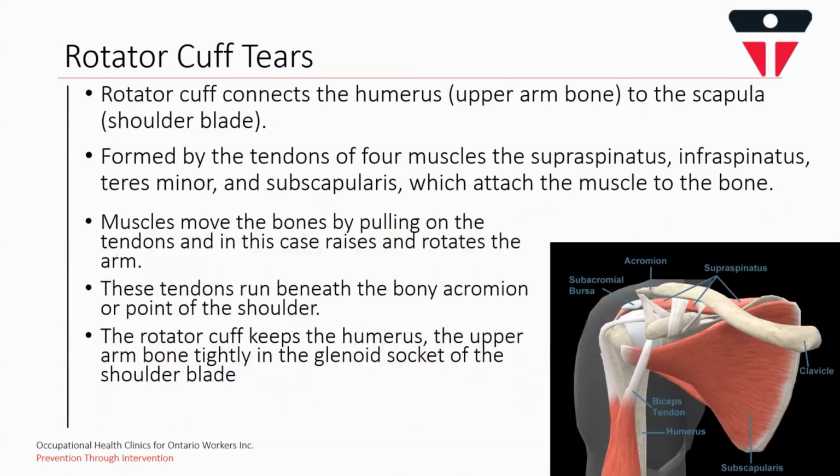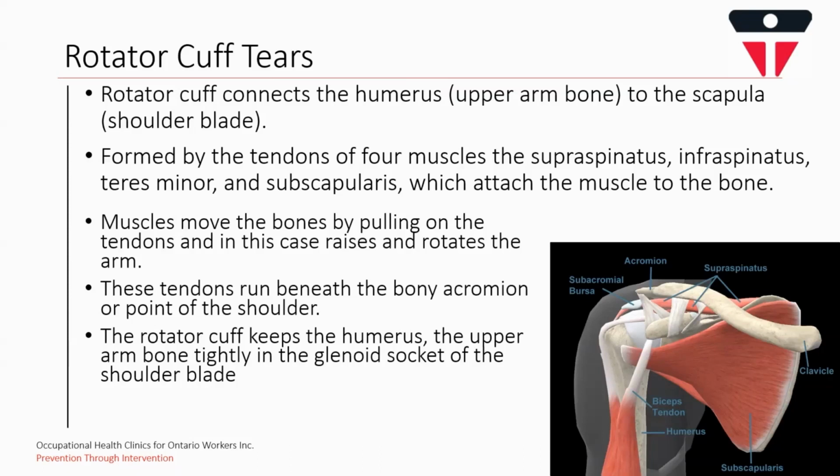Now, one of the most common things we tend to hear for shoulder injuries are rotator cuff tears. The rotator cuff itself connects the humerus to the scapula. It's formed by the tendons of the four muscles, the supraspinatus, infraspinatus, teres minor, and subscapularis, which attach the muscles to the bone. The muscles move the bones by pulling on the tendons, and in this case, raises and rotates the arm.